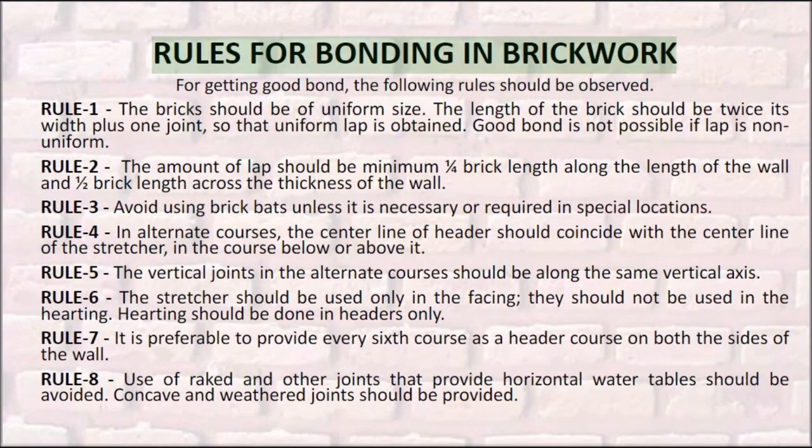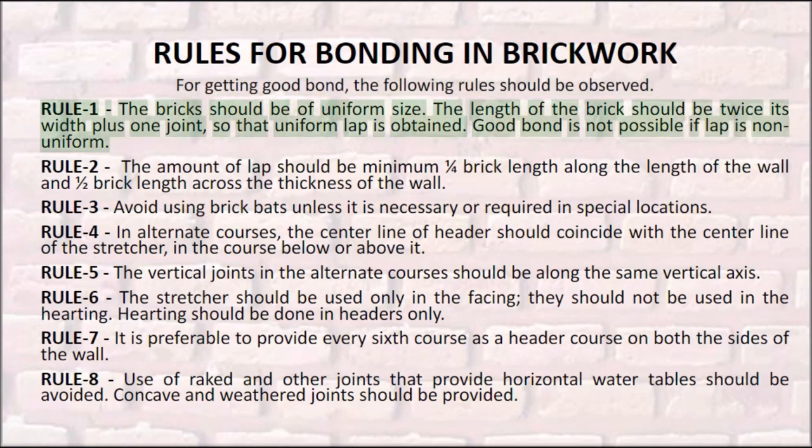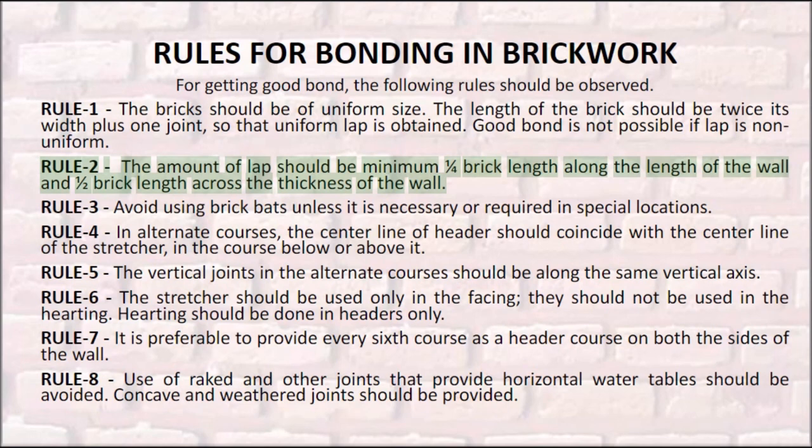Rules for bonding in brickwork. For getting a good bond, the following rules should be observed. Rule 1: The bricks should be of uniform size. The length of the brick should be twice its width plus one joint, so that uniform lap is obtained. Good bond is not possible if lap is non-uniform. Rule 2: The amount of lap should be minimum 1/4 brick length along the length of the wall and 1/2 brick length across the thickness of the wall. Rule 3: Avoid using brick bats unless it is necessary or required in special locations.